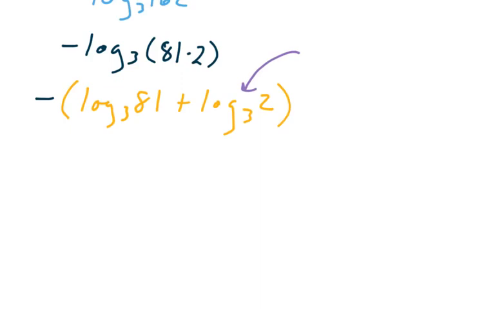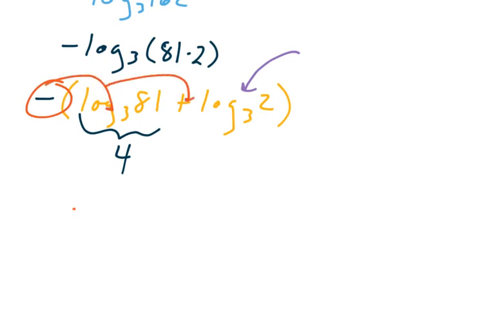And it turns out that my log base 3 of 81 ends up conveniently taking care of my other number. Of course, that becomes the number 4. So when you distribute this negative sign into the parenthesis, you end up getting exactly what we need. That is negative 4 minus the log base 3 of 2.